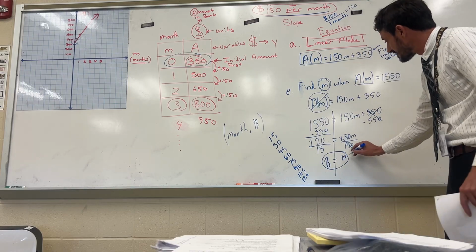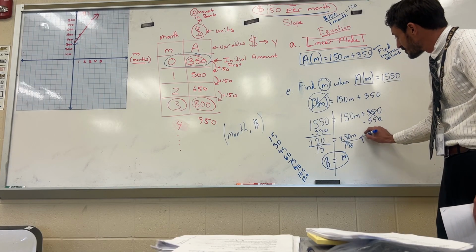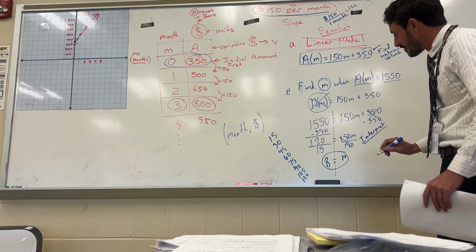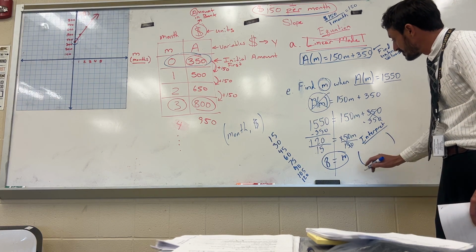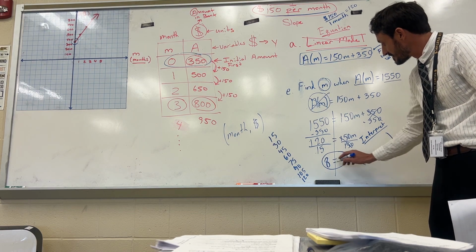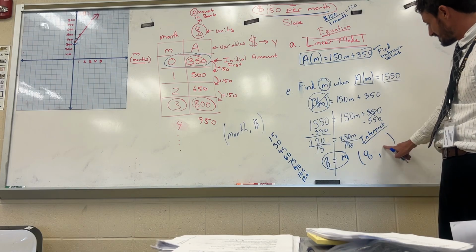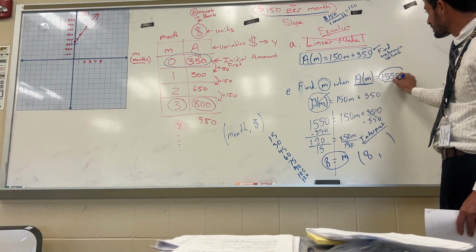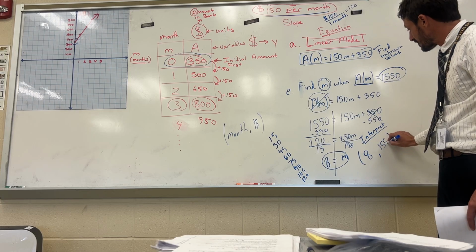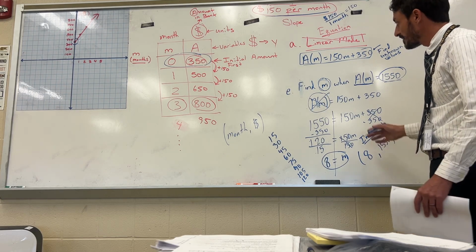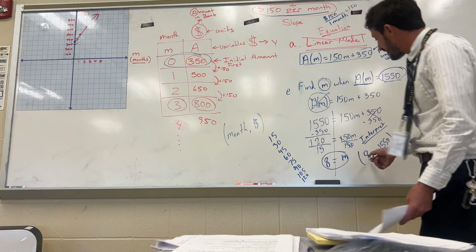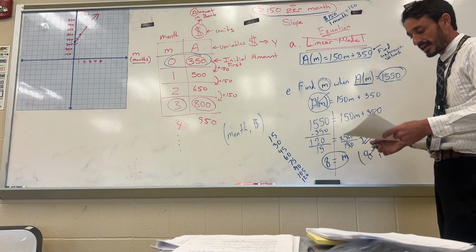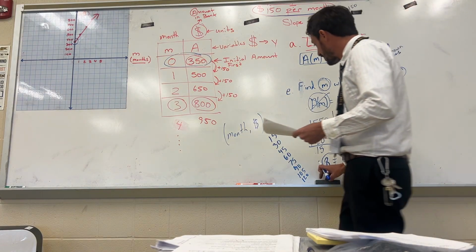Now if we interpret this, we have to say, okay, we have that point. What was our M? Our M is 8. That goes here. And what's the amount of dollars? Well, that's the A of M, or the amount after M months, which was $1,550. So what does this mean? It's the same answer as what we got in part D: after 8 months, there will be $1,550 in the bank account, okay?